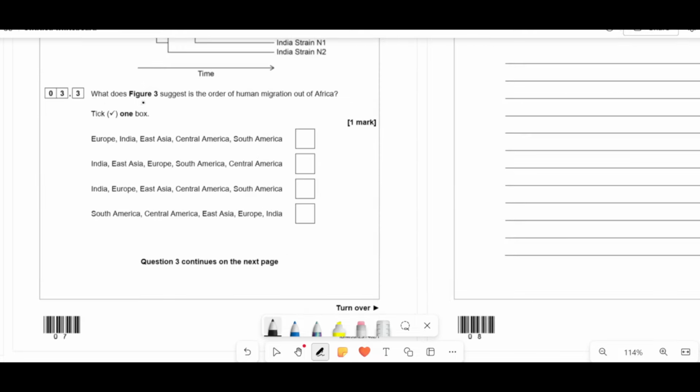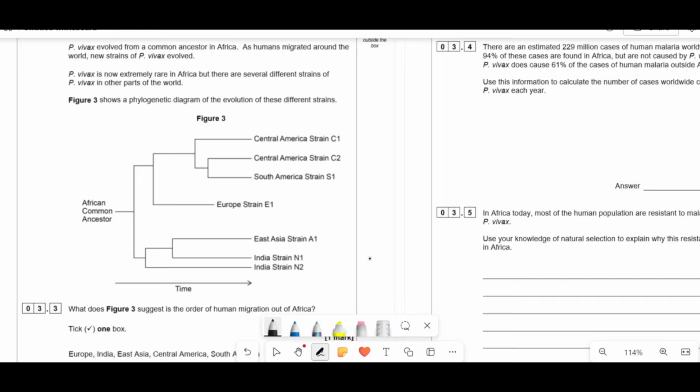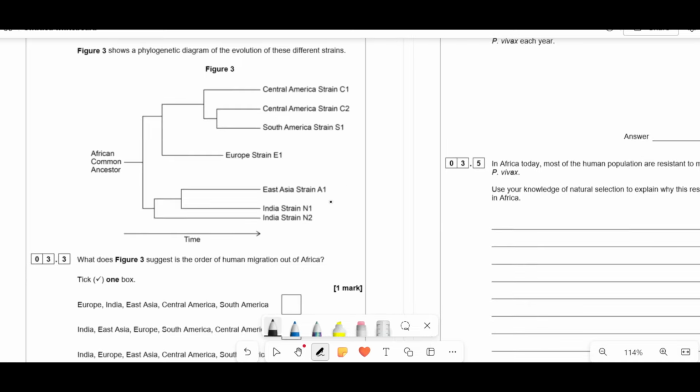Now it says, what does Figure 3 show about the order of human migration out of Africa? So here, you've got to use what the question's told you. It's told you that there's a common ancestor in Africa, and as humans migrated around the world, new strains emerged. So if the new strains have emerged, that's indicating when they were migrating. So every single time you've got a branching off here, we've got new strains. So here, this is time. So we're looking for when the earliest one is.